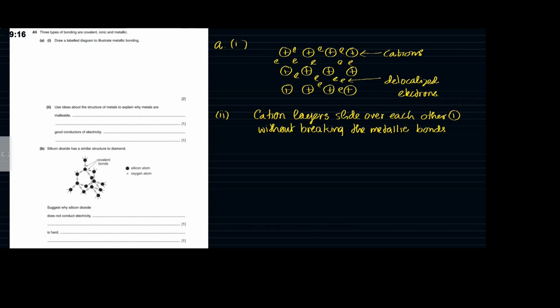And why is it a good conductor of electricity? That is because the electrons are delocalized, so they can carry the charge across the structure, right? You can simply say delocalized electrons. You can use Z or S, it depends on American or English pronouncing, doesn't matter. Delocalized electrons carry the charge across the metal.